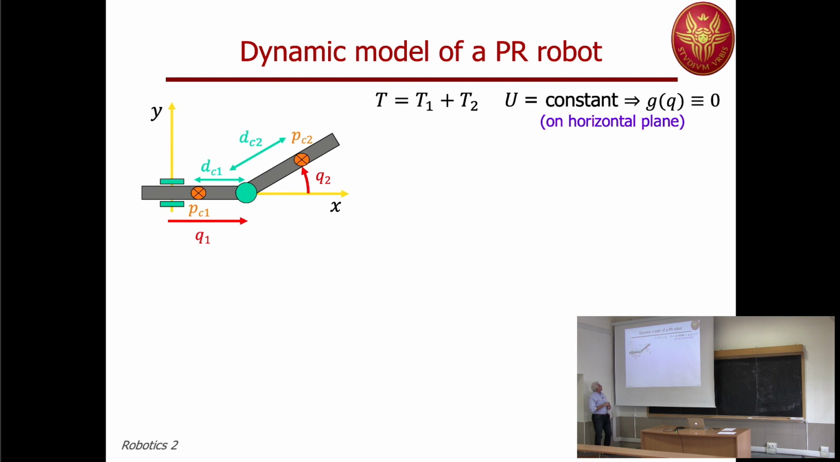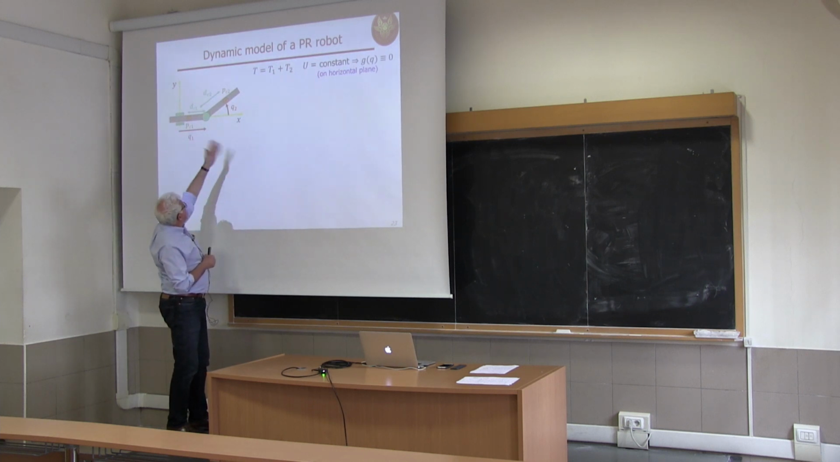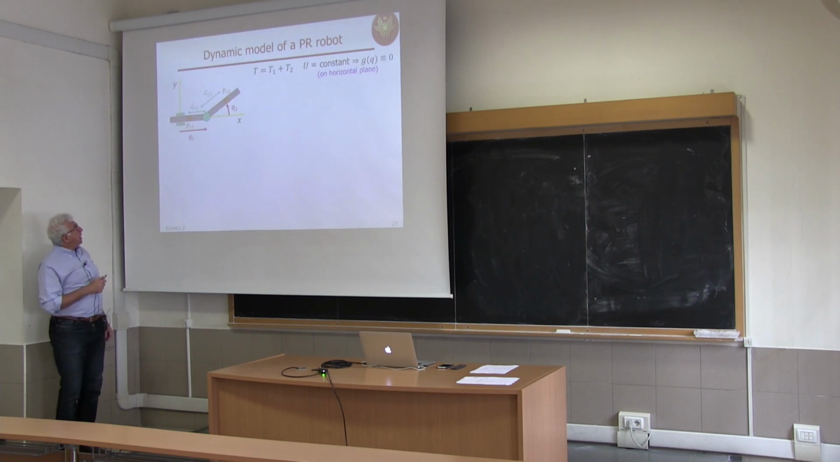So let's introduce some quantities. Let's call pc1 the position, in the absolute frame xy, of the center of mass of the first link, whose position is characterized by the variable q1 along the axis y, and q2 will be the angle of the second link with respect to the x-axis, and pc2 will be the position of the center of mass of the second link.